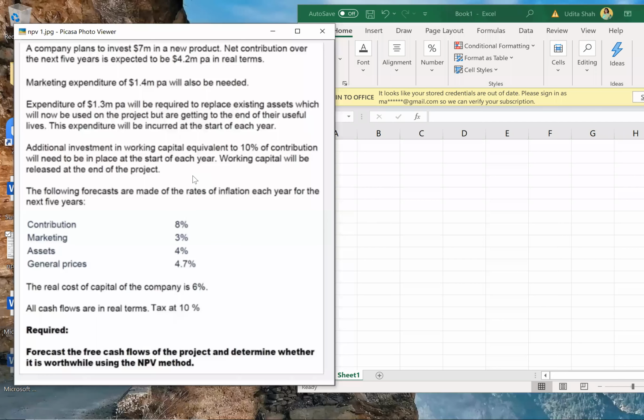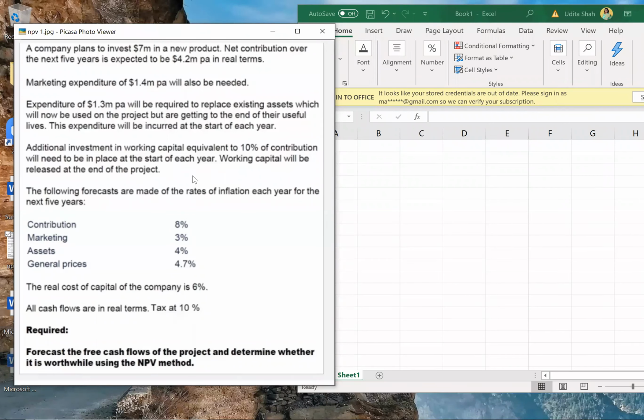The following forecasts are made of the rates of inflation each year for the next 5 years. So my project life is 5 years. They have given the inflation rates. How much is the contribution? Contribution is inflated by 8%. Marketing is inflated by 3%. Assets are inflated by 4%, and general prices are inflated by 4.7%. So each inflation rate they have given.